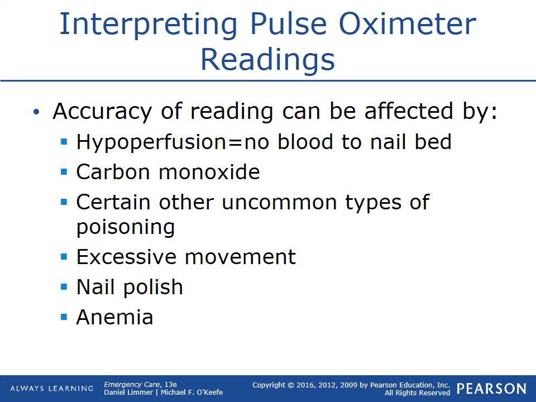If there's carbon monoxide, those CO molecules have about a 300 to 400 times greater affinity to bind to that hemoglobin than the oxygen does. So it may still say 98% and they're in respiratory distress, because that's actually a measurement of the carbon monoxide on the hemoglobin, not oxygen.